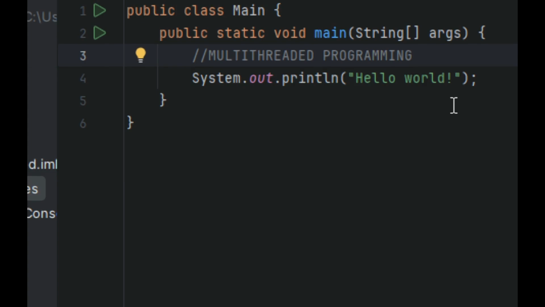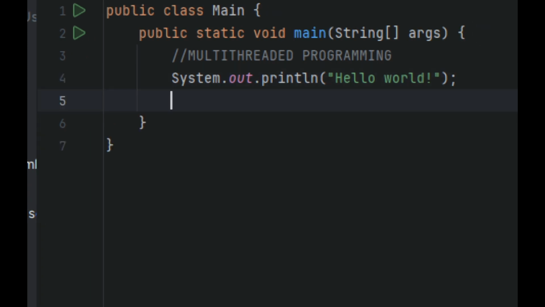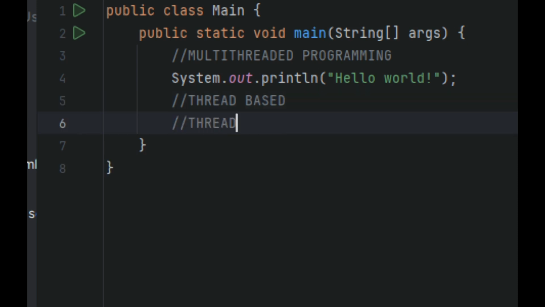So that is the process-based. And then we have thread-based multitasking. In a thread-based multitasking environment, the thread is the smallest unit of dispatchable code. Remember, we said a thread is a part of a program that can run concurrently with other parts of a program.